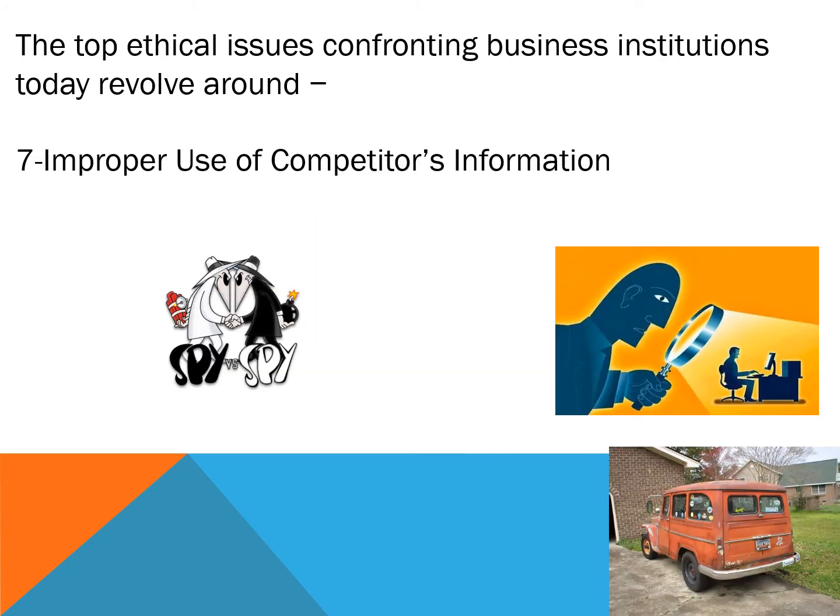Another top ethical issue is the improper use of competitors' information. You can see where they're spying on a worker, trying to see what he's doing. There used to be a comic book that came out monthly in the United States called MAD magazine. Basically it's a satire type magazine. Back in the 60s, they started having these characters, Spy versus Spy, where one was going to blow the other one up, and they were always spying on each other. Corporate espionage is a big deal.